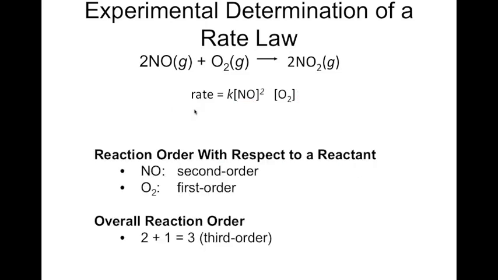So I could now write my rate law. Rate is equal to K, my rate constant, times the concentration of NO squared, or second order, times the concentration of O2 to the first power, or first order. And the overall reaction order would be 2 plus 1, or of course 3.